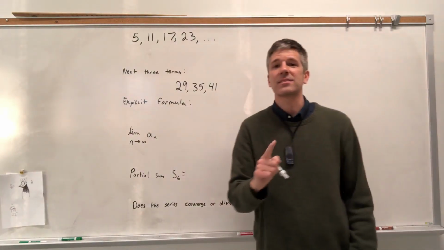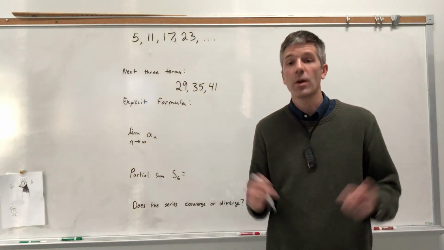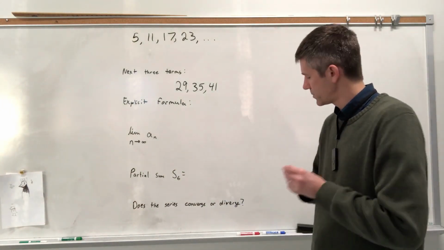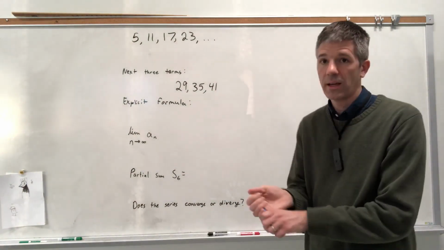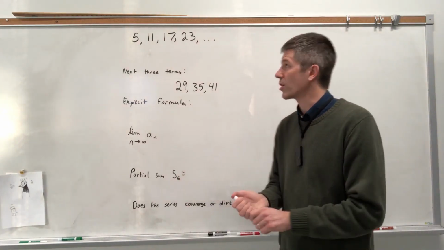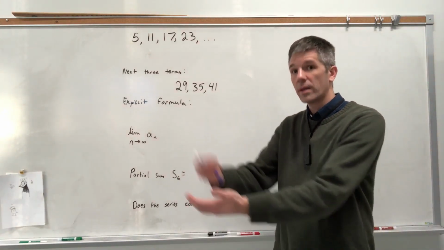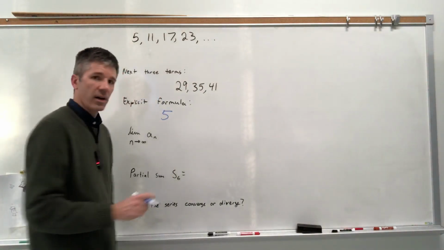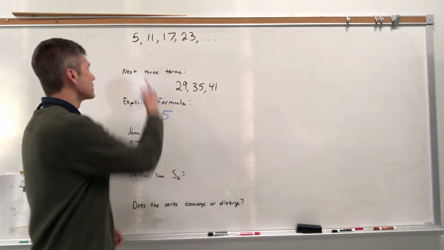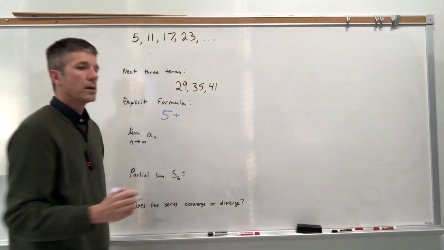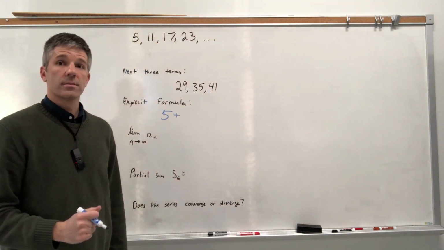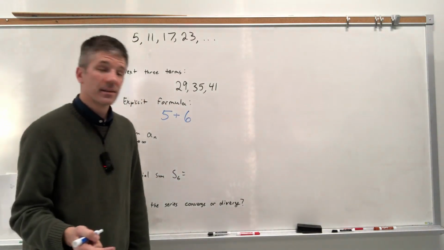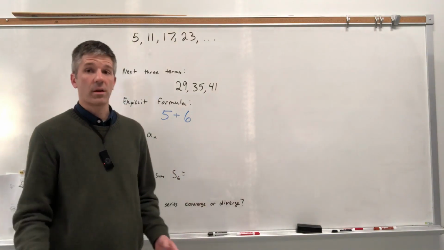If I asked for the 100th term, what would you do? You don't have to write what I'm about to write. I'm going to switch colors because it's not the answer. But if I said, what's the 100th term? Instead of counting to the 100th term, you would say, all right, fine. Let's start with 5. Good place to start, clearly. And then I need to add 6. How many times are you going to add 6 to get to the 100th term?